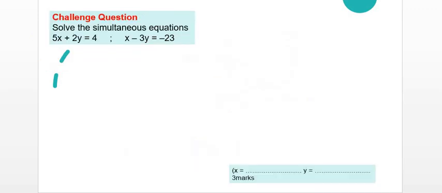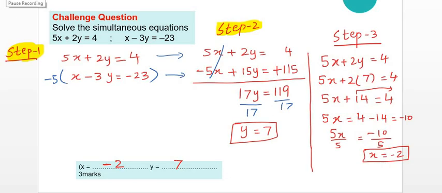Here is the first challenge question. By the way, it's all your choice, because they didn't mention whether you have to solve it by substitution or by elimination. So the way you want to solve it is up to you, do it on your own, and then play the video to check your answer. Right now pause the video and solve it. So here is the solution for this challenge question. We got the value of y equals 7 and the value of x equals -2, and you will get 3 marks for it if you solve it correctly.